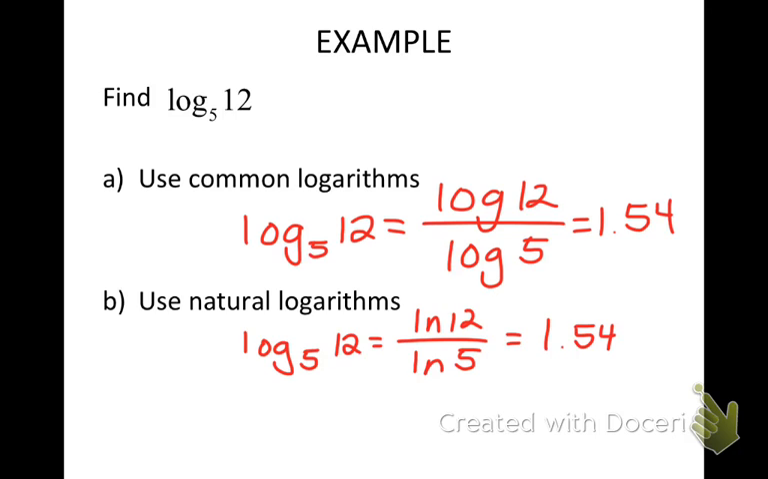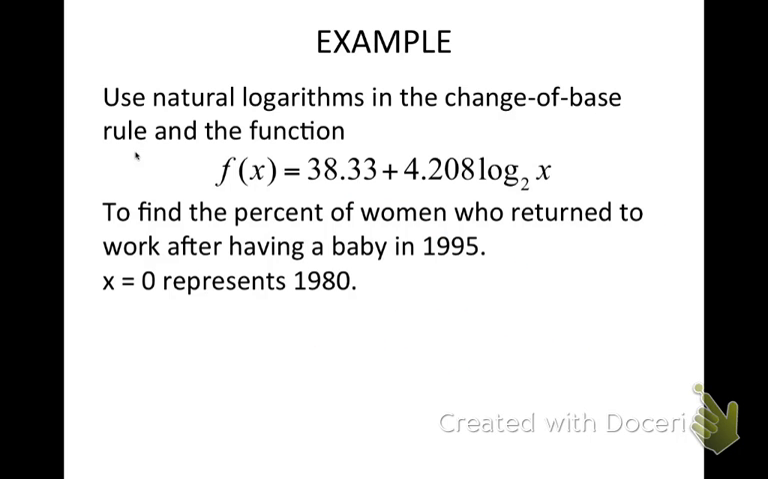Last thing, got an equation where we're going to have to work backwards. All right, so here we go. We've got the function f of x equals 38.33 plus 4.208 log base 2 of x. This is used to find the percent of women who return to work after having a baby in 1995. X equals 0 represents 1980.